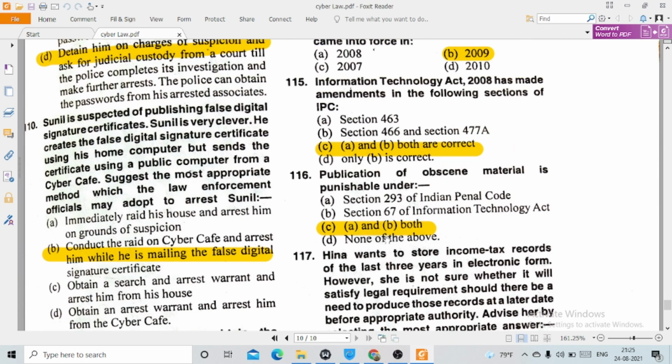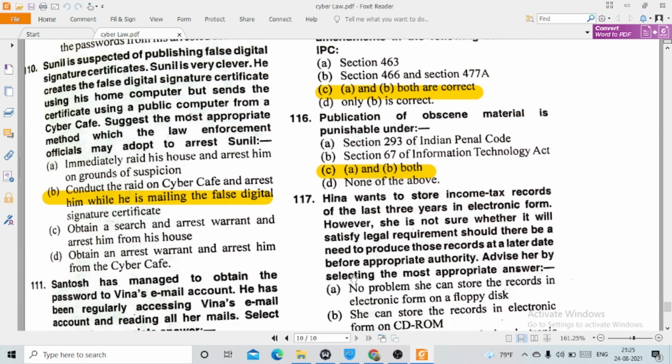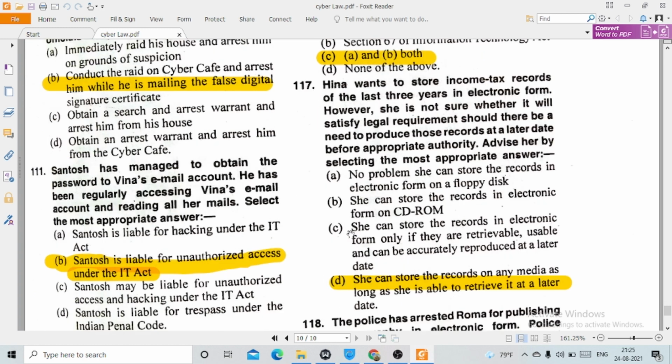110. Sunil is suspected of publishing false digital signature certificates. Sunil is very clever. He creates the false digital signature certificates using his home computer, but sends the certificate using a public computer from a cyber cafe. Suggest the most appropriate method which the law enforcement officials may adopt to arrest Sunil. This is option number B. Conduct the raid on the cyber cafe and arrest him while he is mailing the false digital signature certificate.